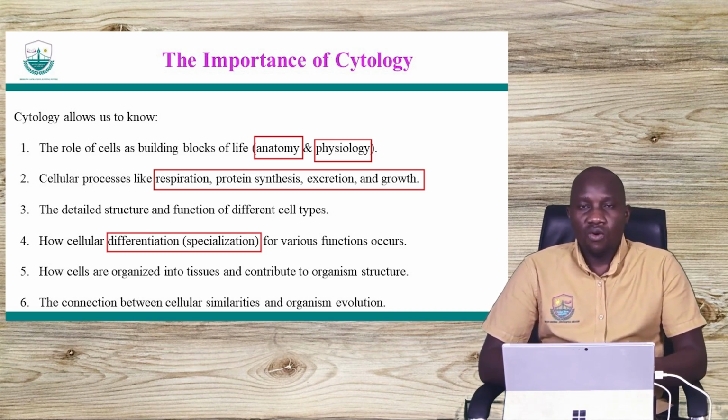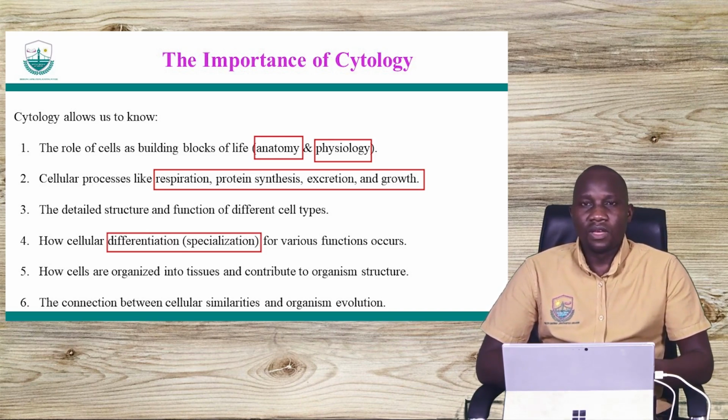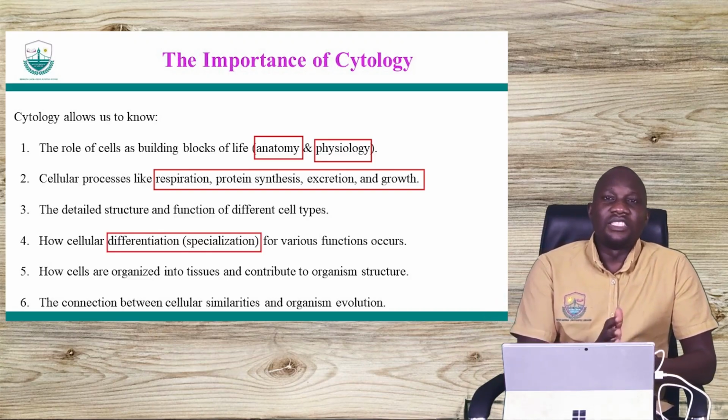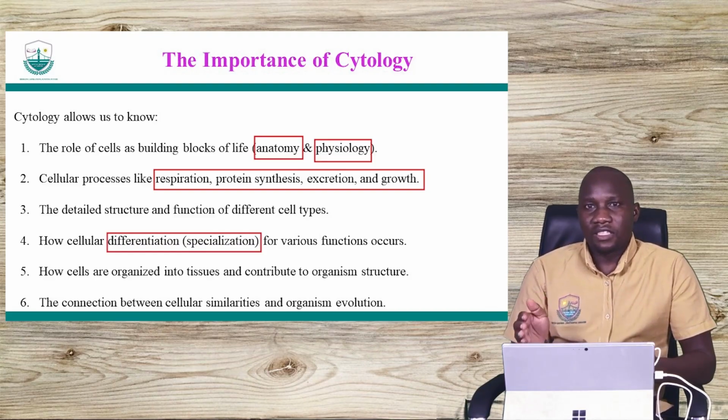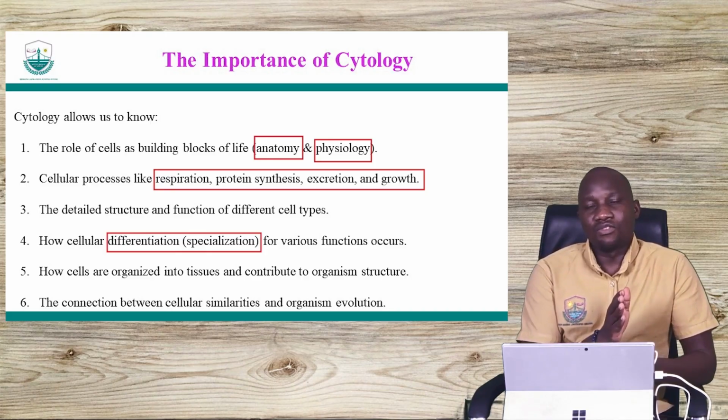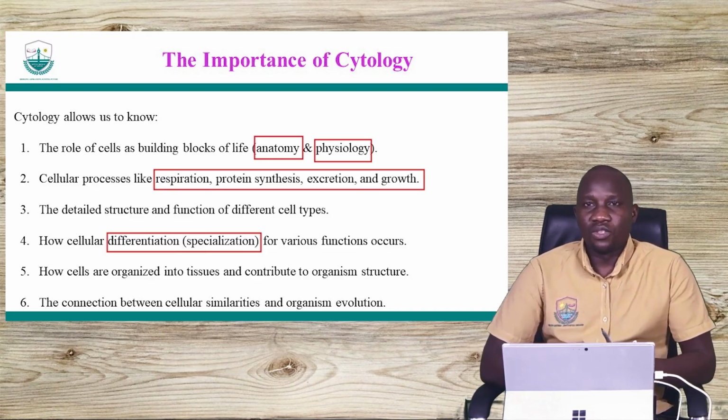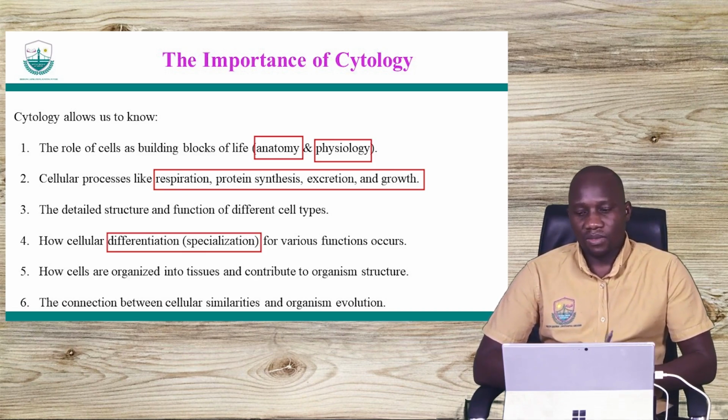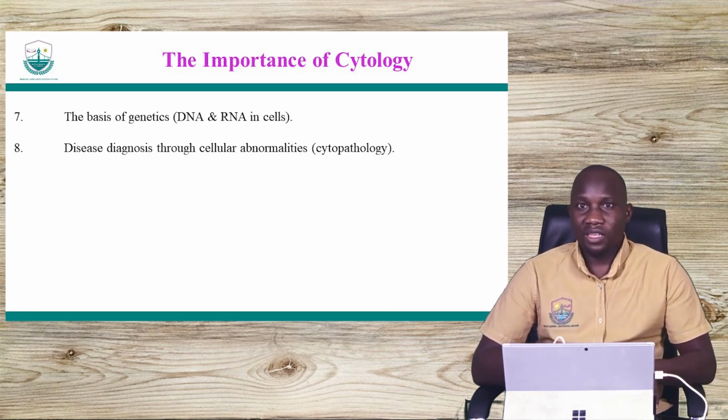So they are cells of advanced organisms. And then those that are low in terms of complexity, what we often call primitive organisms, have cells that are not really very complex. And therefore, when we look at cells in general, we can say, okay, this cell is for a primitive or lower organism, and this cell is for a higher organism, or what we call complex organisms. That is why cytology is very important.